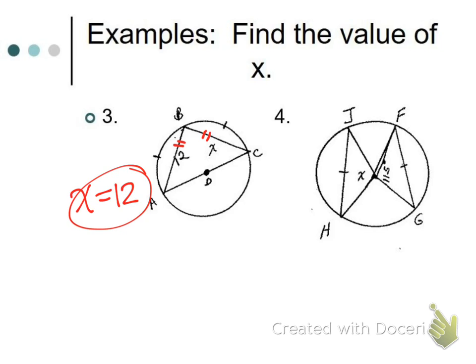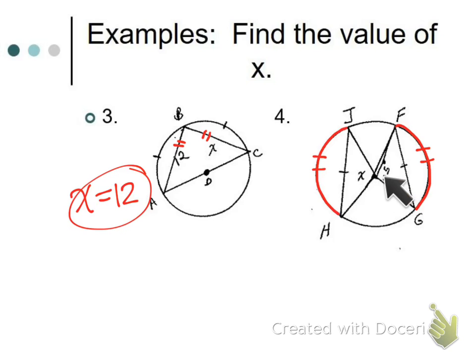All right, now this next one is a little bit confusing just because I don't know that the drawing is great, but we're going to go with it. So if the chords are congruent to each other, that's what's marked, those two chords are congruent, then their arcs are congruent. So that would be arc JH is congruent to arc FG. Are we okay with that part?